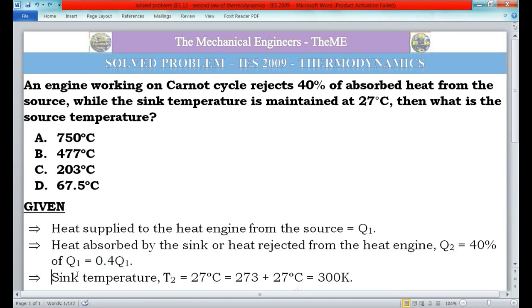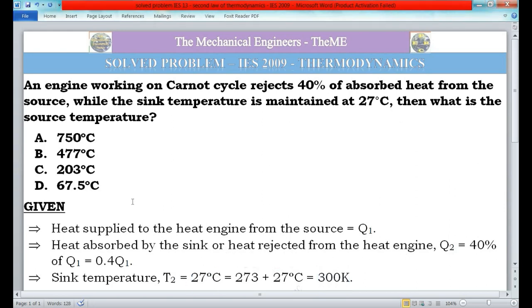And the final condition is sink temperature, which is taken as T2, and the value of sink temperature is 27 degrees Celsius. So here the temperature value is in degrees Celsius, so I am going to convert it to Kelvin. To convert it to Kelvin, I am just adding 273 to this value. So we get 273 plus 27 degrees Celsius is 300 Kelvin. So this 300 Kelvin is nothing but the Kelvin value of 27 degrees Celsius.